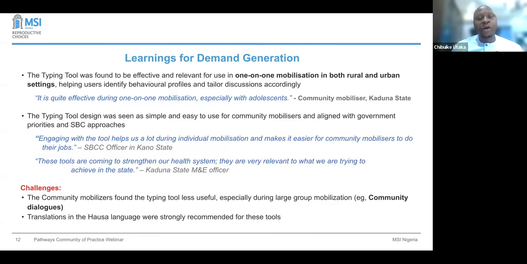We also found that in terms of demand generation, translation into Hausa is something that they found challenging, because the tool was designed in English. They felt it would be better to also have the tools in Hausa, because their mobilization is actually done in Hausa, depending on the kind of community they are speaking to. So they felt that a Hausa translation would be very suitable for this tool. Next slide.